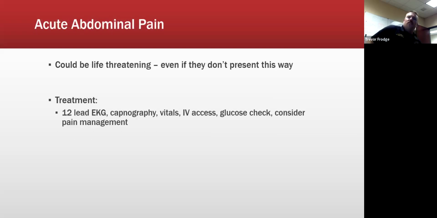So acute abdominal pain could be life-threatening, even if it doesn't present as life-threatening. So even though they're not bleeding out, even though they're not cool, pale, and diaphoretic with profound hypotension, severe tachycardia, and altered mental status, it still could be life-threatening. In fact, we go on a fair number of abdominal pain runs that, through the QIC process, these people get admitted and get major surgery done that could be life-threatening.